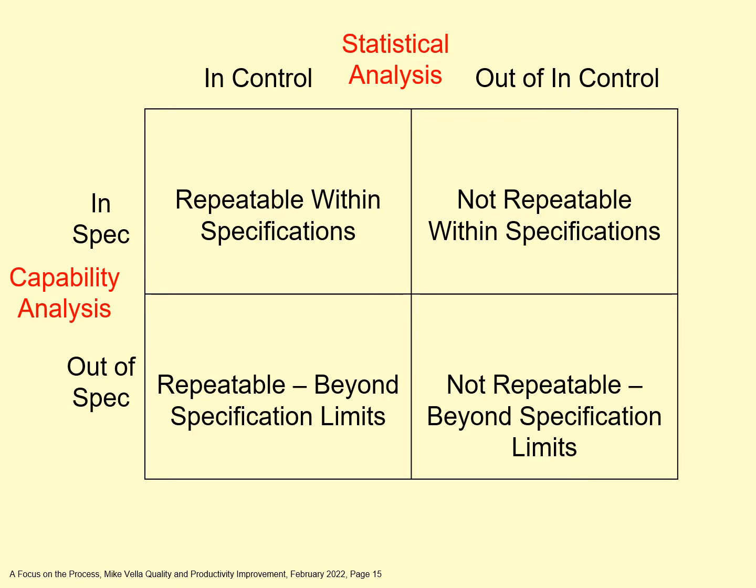So in terms of our discussion about managing the mean and the variability, I want to bring you back to this slide that you saw before on the horizontal out of control statistical analysis, sort of vertical in spec and out of spec. We're really talking about the realm of being in control and out of control, not at this point in time about capability analysis, being in spec and out of spec.